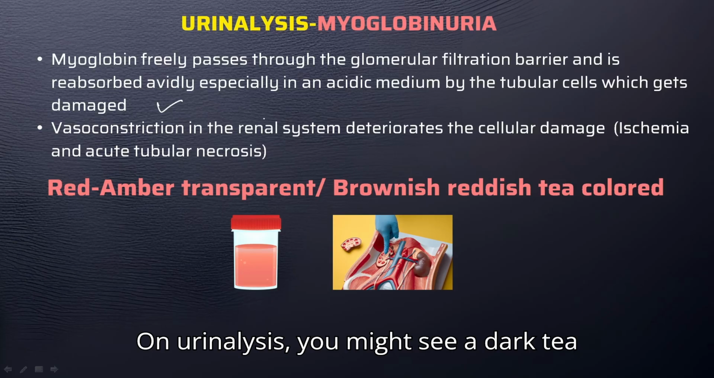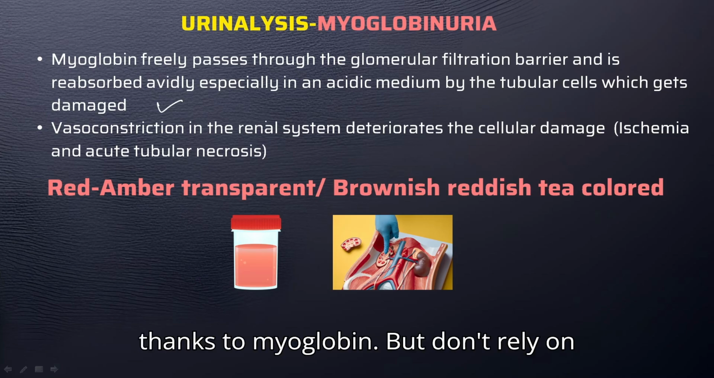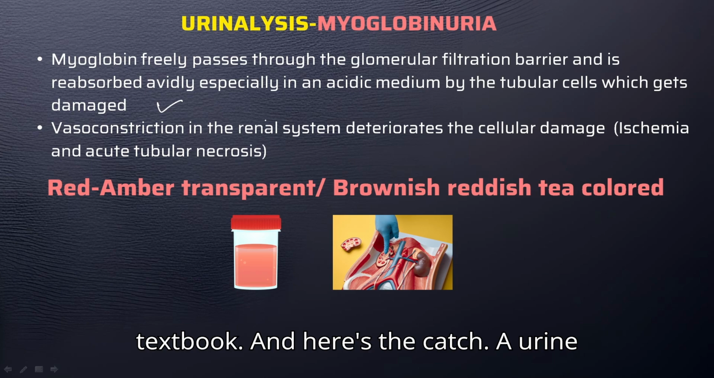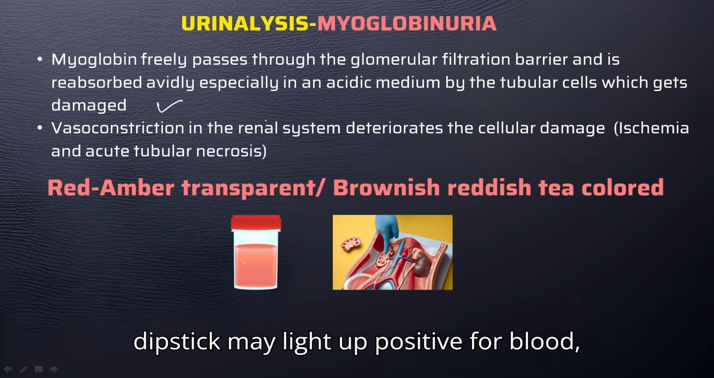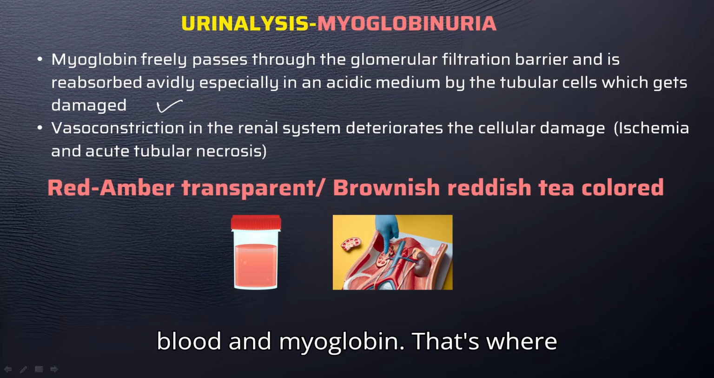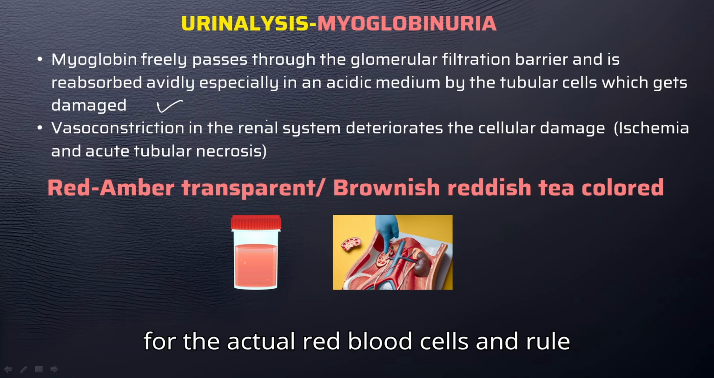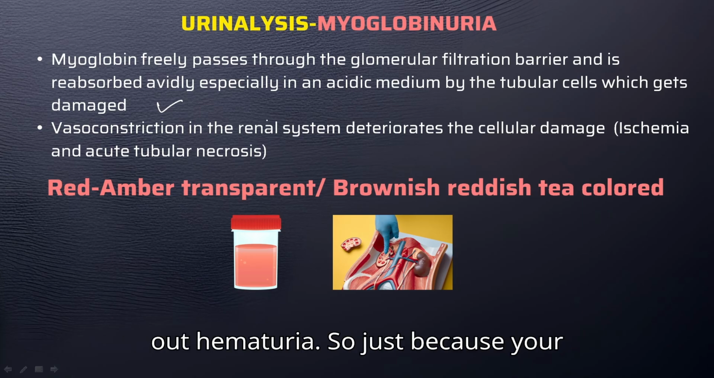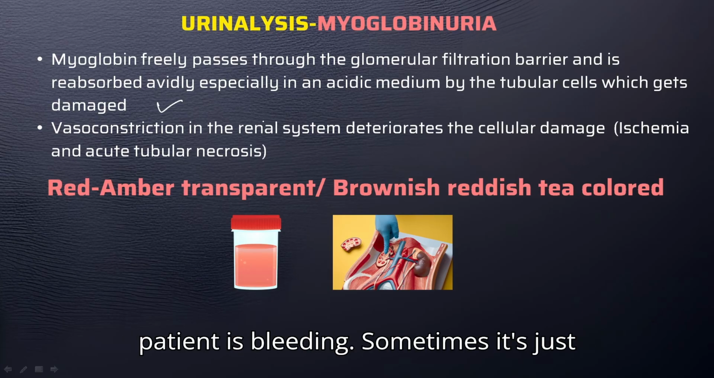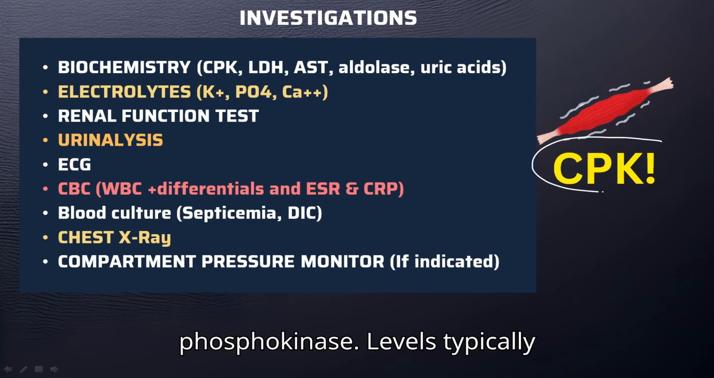On urinalysis, you might see a dark tea-colored, reddish-brown, or amber urine thanks to myoglobin. But don't rely on the classic look, it's not always textbook. And here's the catch. A urine dipstick may light up positive for blood, but it can't tell the difference between blood and myoglobin. That's where microscopic urinalysis comes in, to check for the actual red blood cells and rule out hematuria. So just because your dipstick says blood doesn't mean that the patient is bleeding. Sometimes it's just myoglobin. A hallmark investigation is creatine phosphokinase.